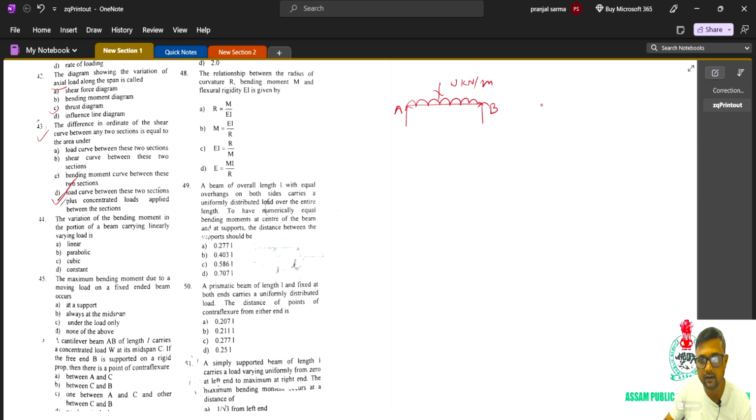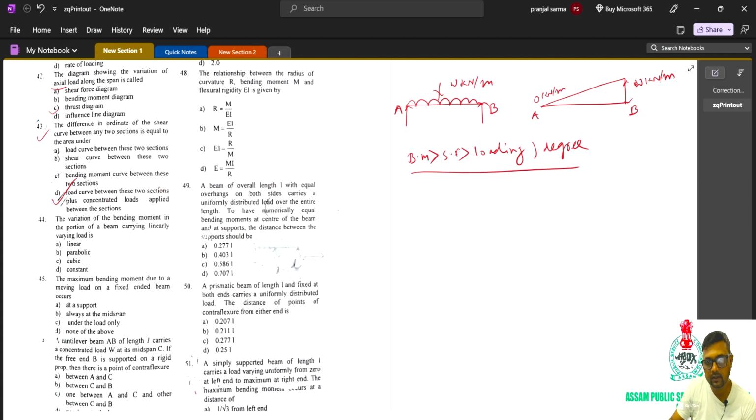Now what is linearly varying load? In a UDL the load is constant through the length, but in the case of linearly varying load, it will be 0 at the start and at the end, or the middle or somewhere else, it will be maximum, W kilonewton per meter. I am showing it at the end. Now I told you that bending moment degree, shear force degree, loading degree, right?